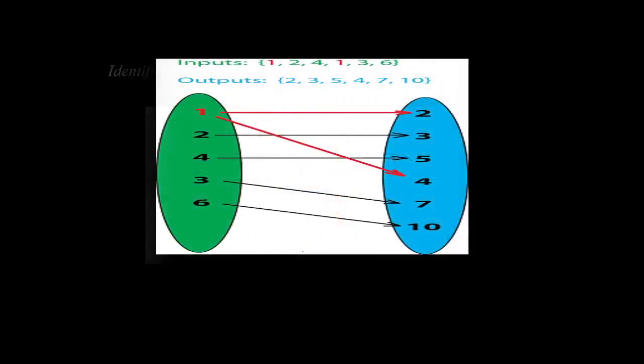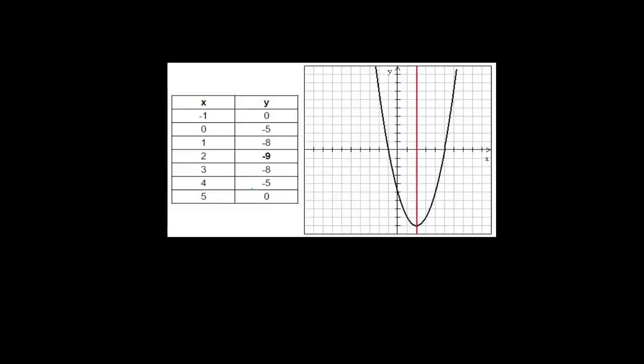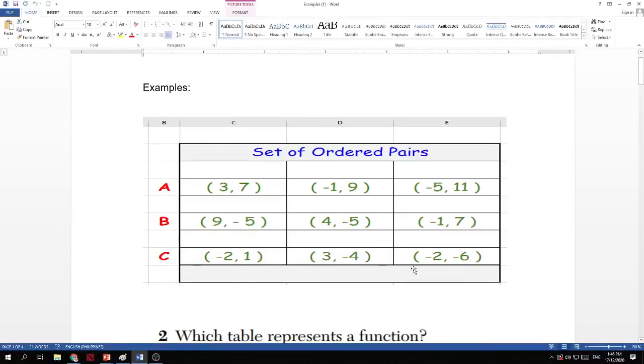What about this one? Is this a function or not a function? Not a function. This is a one-to-many relation. And take note, a one-to-many relation is not a function. What about this one? Is this a function? This is a function. Okay? Now, let's have more activities. Let's have this one. Okay.